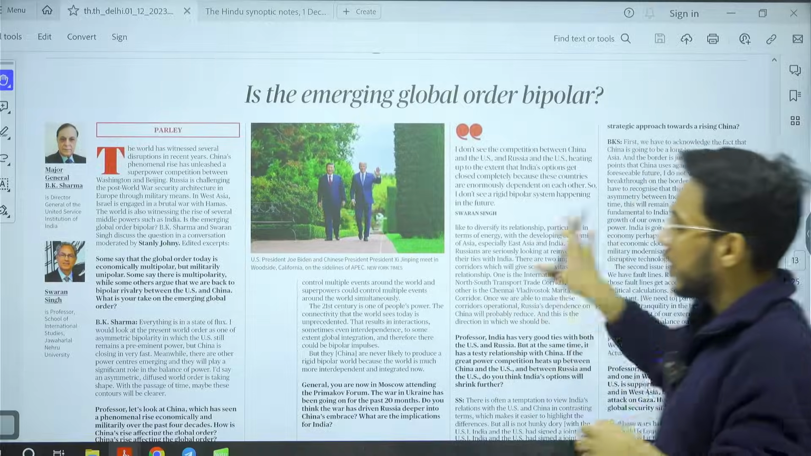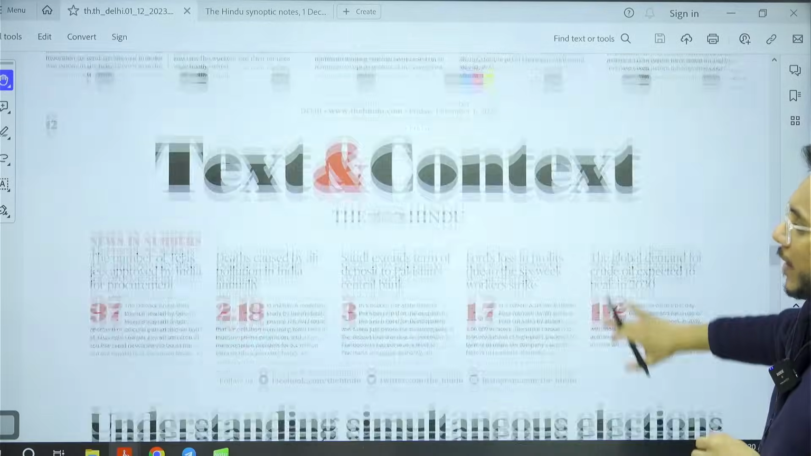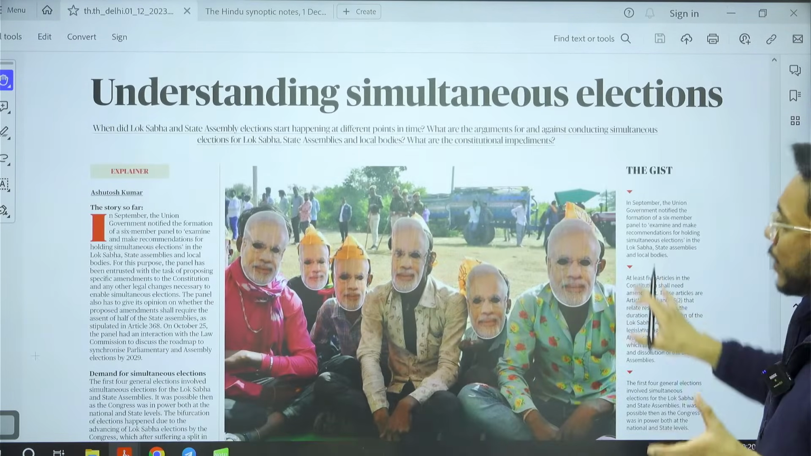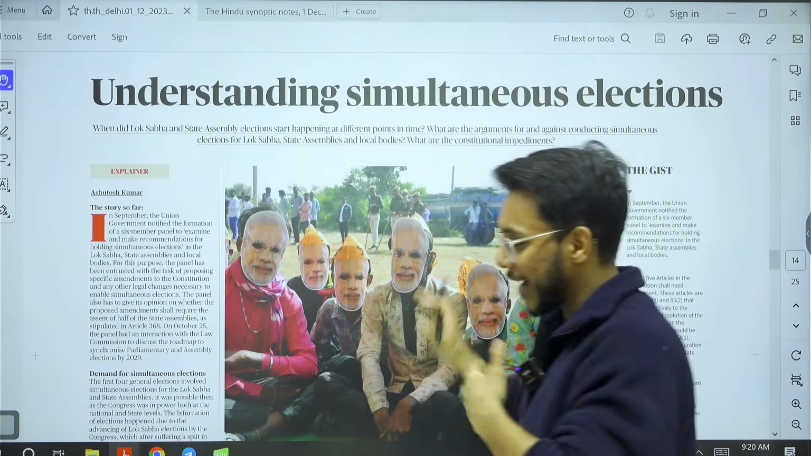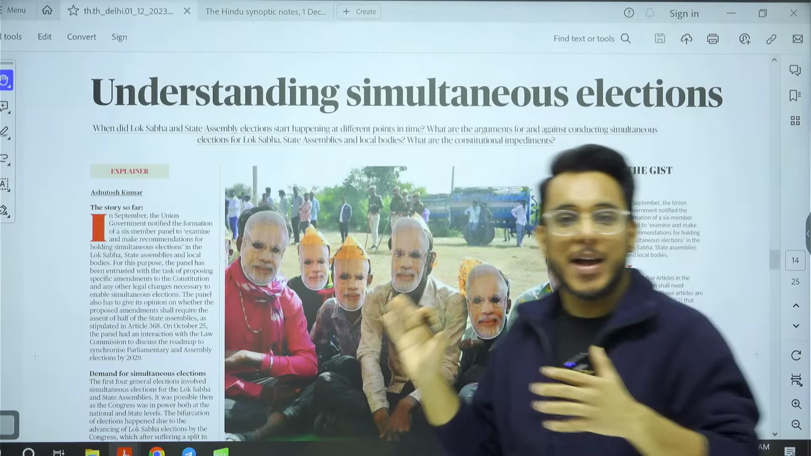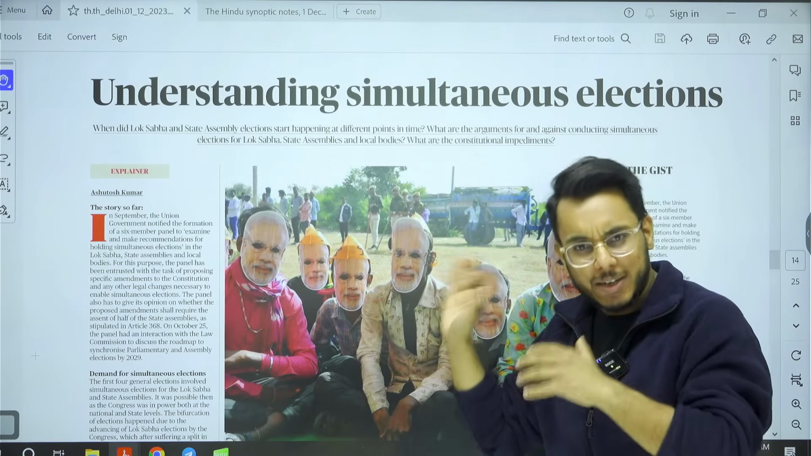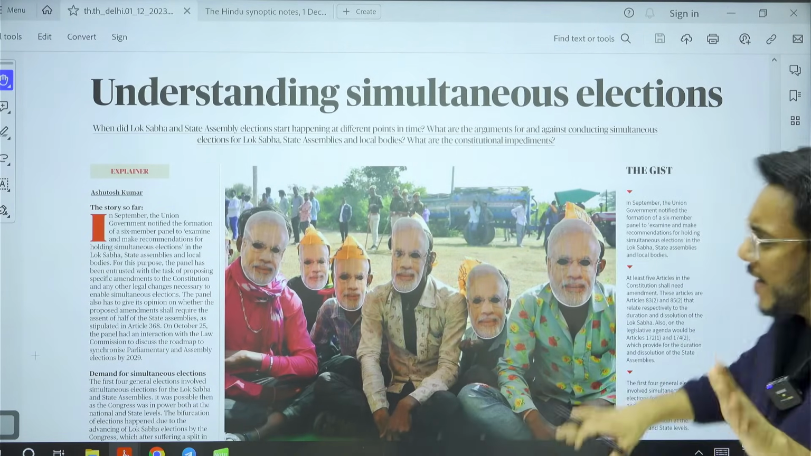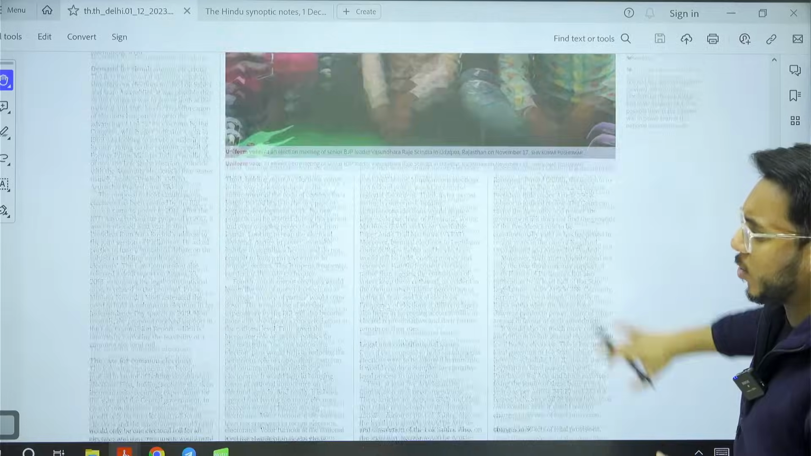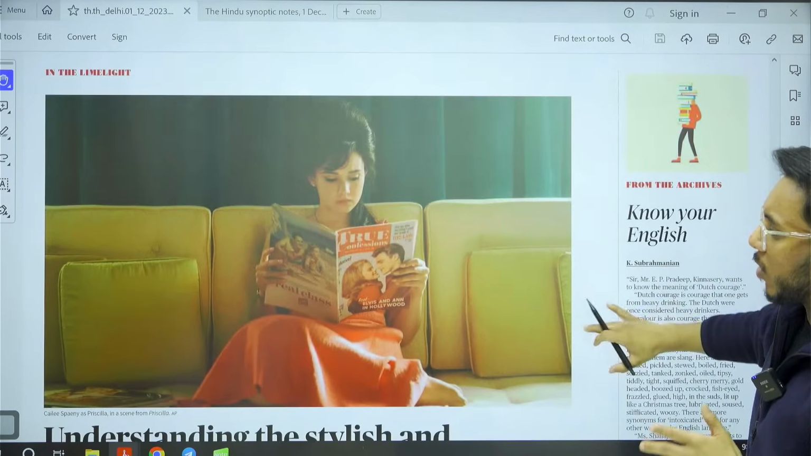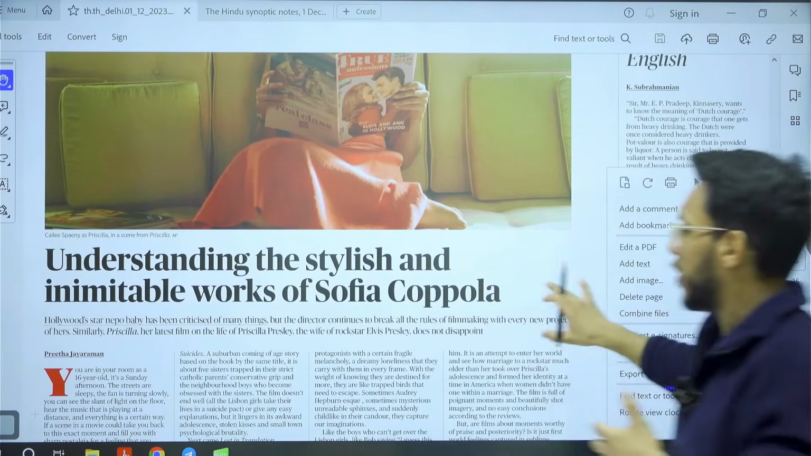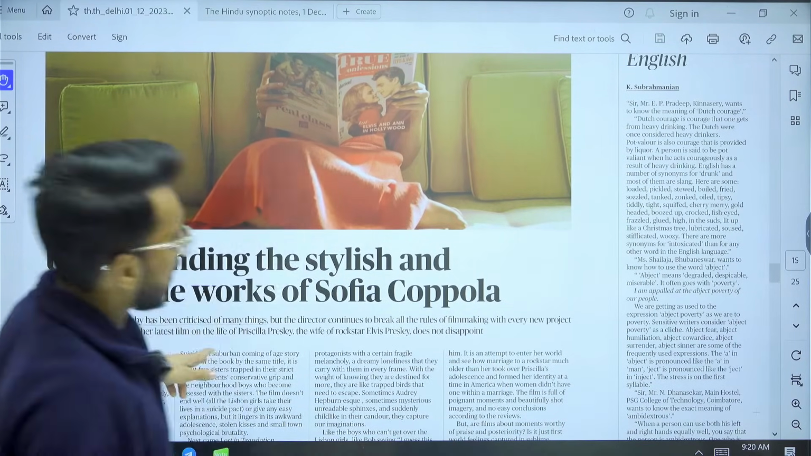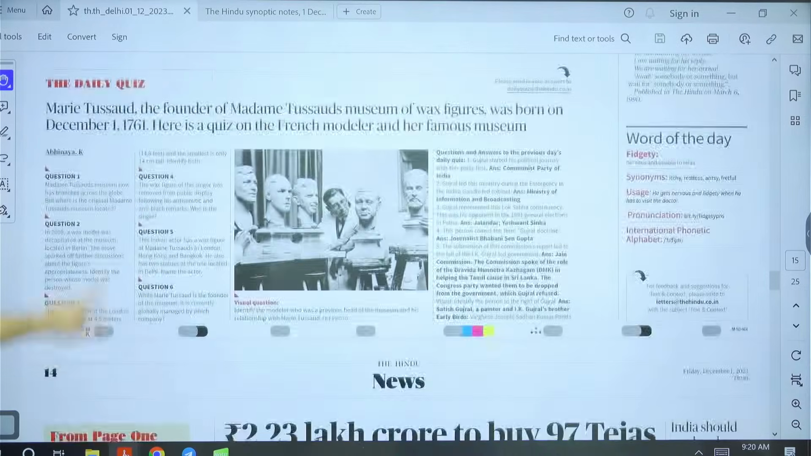Then, further moving on, in Text and Context, understanding simultaneous elections. It is an important concept. The Hindu has given many articles along this line, but the topic has been an important one. We'll take this also, don't worry; this article also will be covered. Then in Text and Context, Limelight: understanding the stylish and inimitable works of Sofia Coppola.